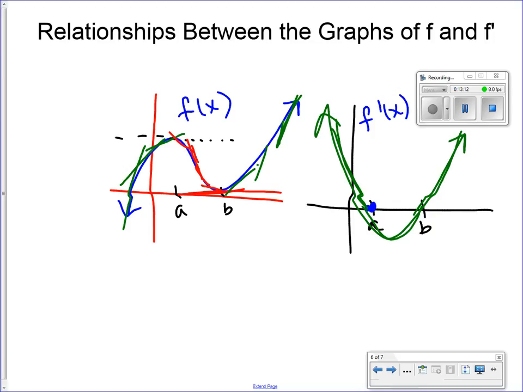So there's a graph of f compared to its graph of f prime. We're going to practice this in class. This is where your notes stop. Go ahead and draw your line and come into class ready to talk about derivatives.